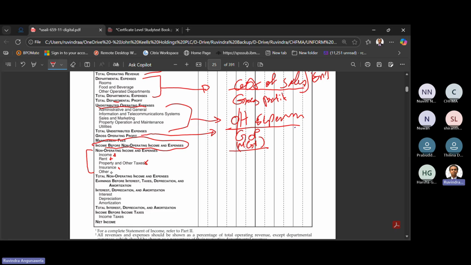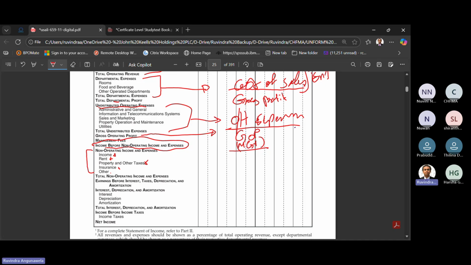And then we have other. If it is a non-operating expense, it will get captured under this, right? Non-operating expenses or income. Okay, so that is an additional layer that has come in since last week. Last week we didn't discuss non-operating income or expenses. Now there's an additional layer, non-operating income or expenses, right?